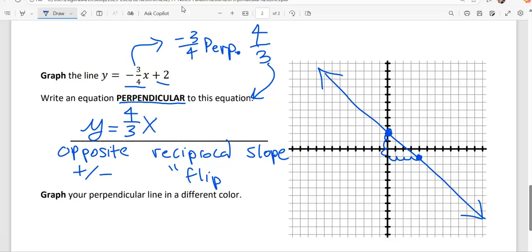X. And here's the deal. The b doesn't matter. It can stay the same. It can change. It doesn't matter what the b is. It can stay the same or change. Okay? We're going to leave it the same because why not?